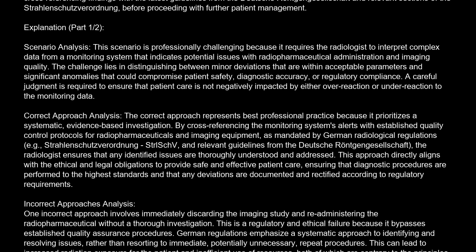One incorrect approach involves immediately discarding the imaging study and re-administering the radiopharmaceutical without a thorough investigation. This is a regulatory and ethical failure because it bypasses established quality assurance procedures. German regulations emphasize a systematic approach to identifying and resolving issues, rather than resorting to immediate, potentially unnecessary, repeat procedures. This can lead to increased radiation exposure for the patient and inefficient use of resources, both of which are contrary to the principles of radiation protection and good medical practice.